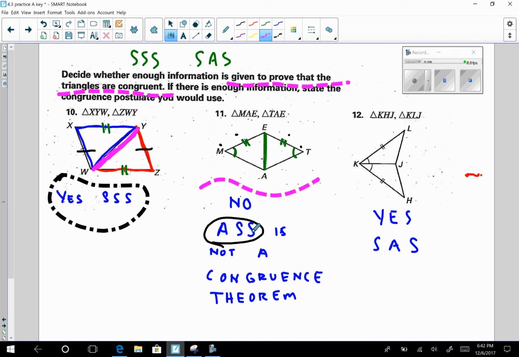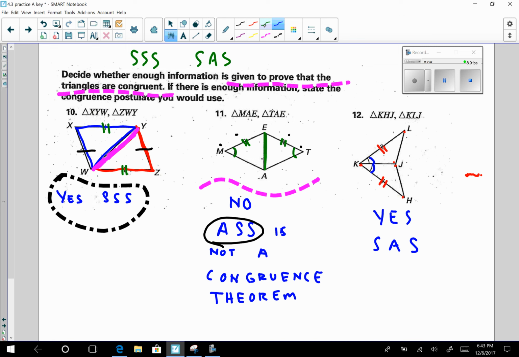So let's go to number 12. And I think number 12 is fairly straightforward. I have triangle KHJ congruent to triangle KLJ. Let's see what we have. Oh, we have KH congruent to KL, good deal. And I do have that angle JKL is congruent to angle JKH, good deal.